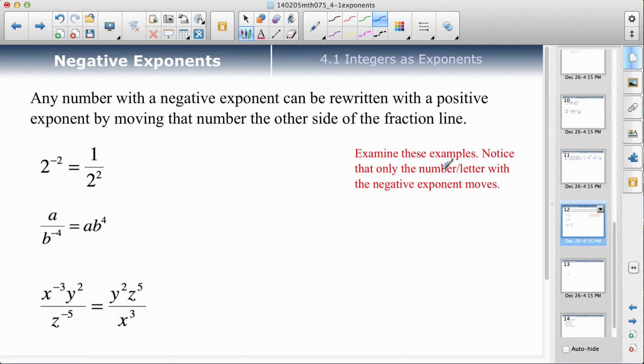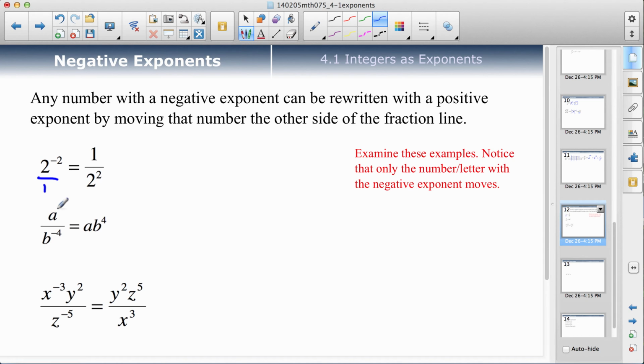Notice that only the number or letter with the negative exponent moves. So like in this case here, this y is positive, so it stays where it's at. But the x is negative, it's going to move to the bottom. And the z here is negative on the bottom, it could just move up to the top. Like in this example, 2 to the minus 2, I could write that as over 1, and this one would move to the bottom.